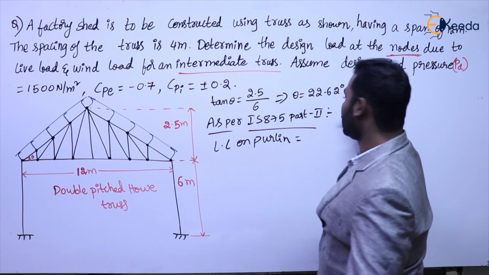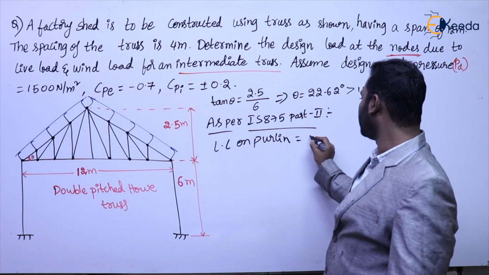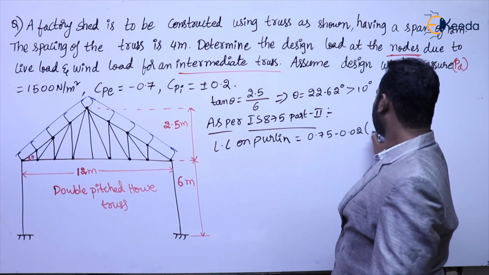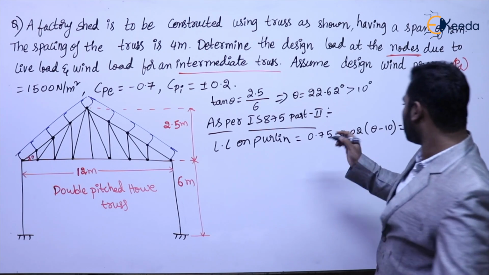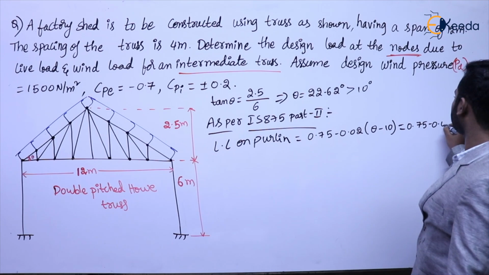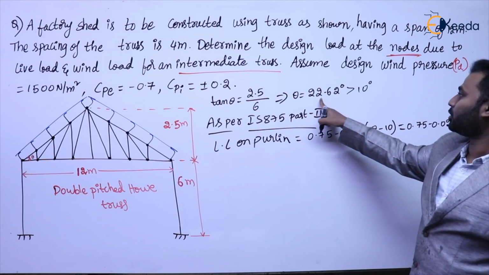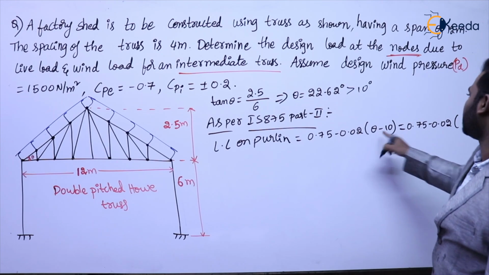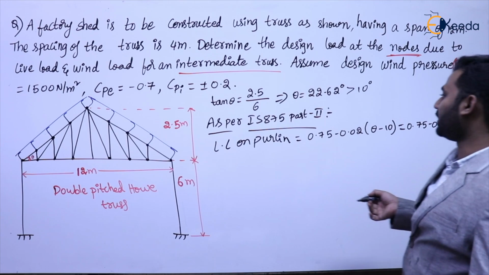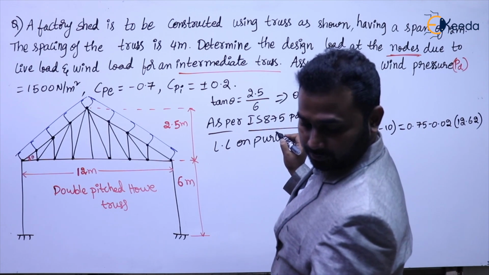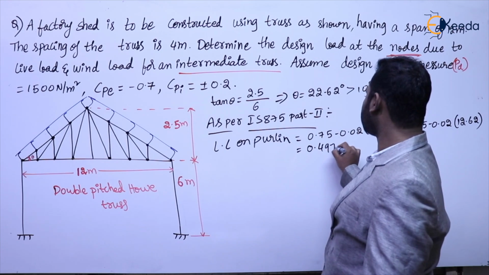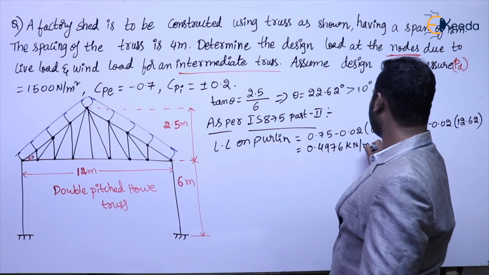As we know, the angle is greater than 10 degrees, so live load on purlin is equal to 0.75 minus 0.02 times (theta minus 10). Upon simplifying, 0.75 minus 0.02 times (22.62 minus 10), which is 12.62. We will get the live load on purlin as 0.4976 kilonewton per meter. Is that clear?